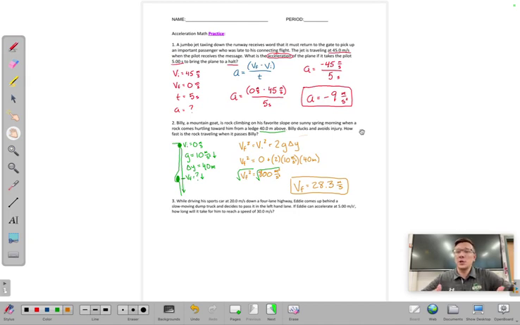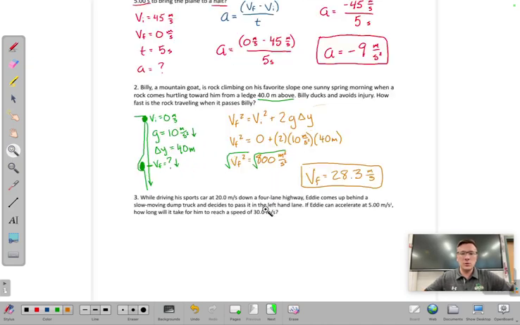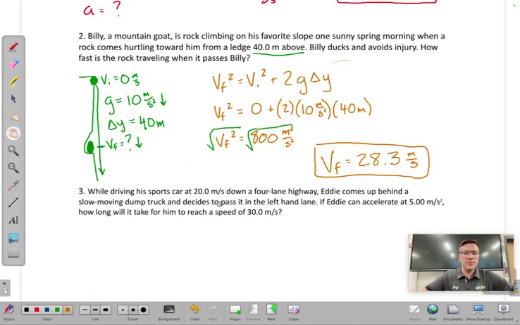Mr. Brengle here, and today we're going to continue working on our acceleration math practice problems. We've previously done numbers 1 and 2. We're going to do 3 and 4 today.